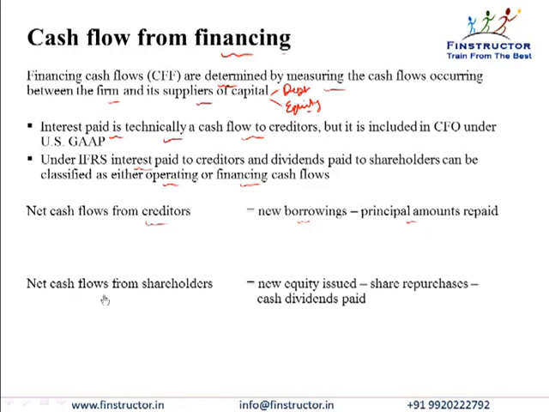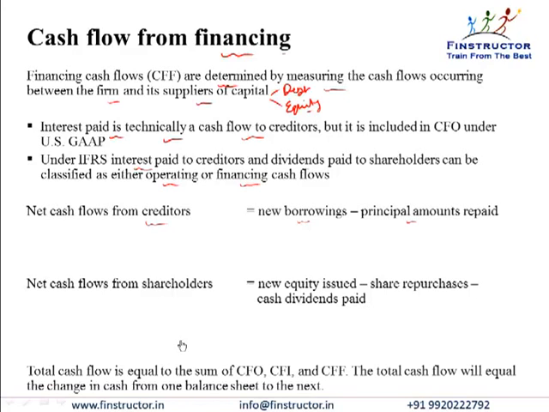Likewise, net cash flow from equity holders would be the new stock issued. This would be an inflow, minus any money spent in repurchasing or reacquiring the shares, and minus the cash dividends paid, which will give me the net cash flow from equity holders. At the end of cash flow from financing, we will also verify that total cash flow, that is the sum of CFO, CFI and CFF, will equal the change in cash from one balance sheet to the next.